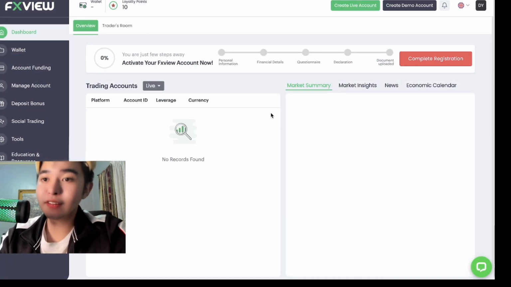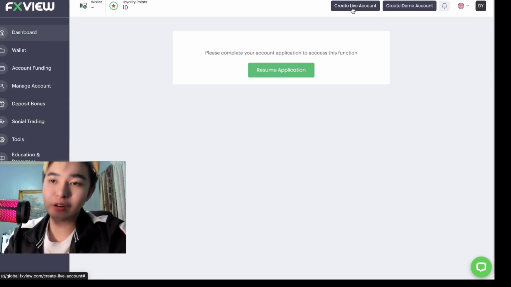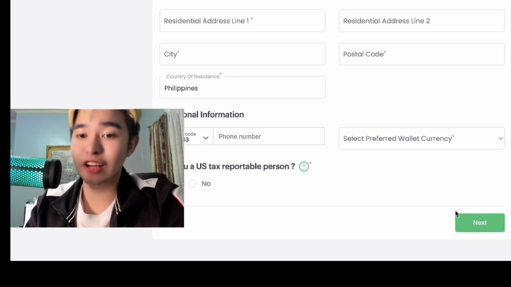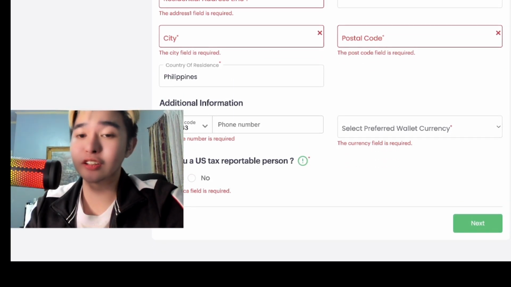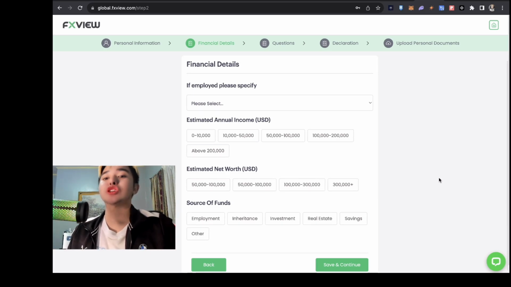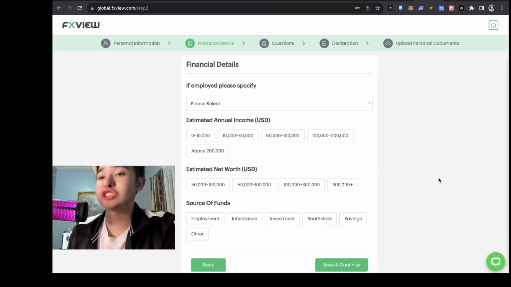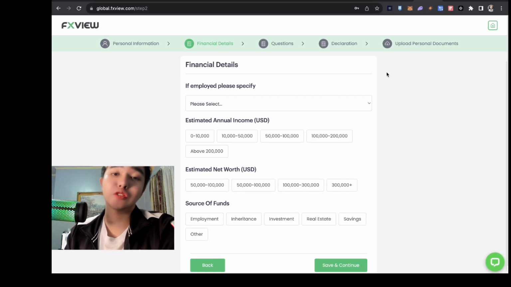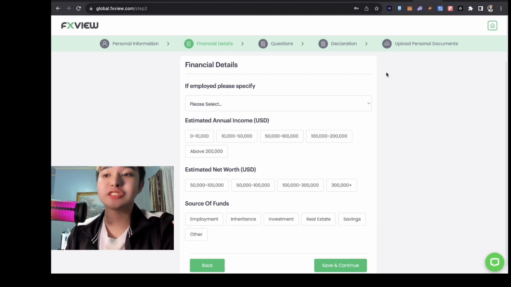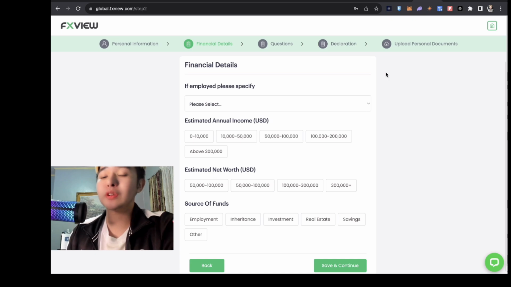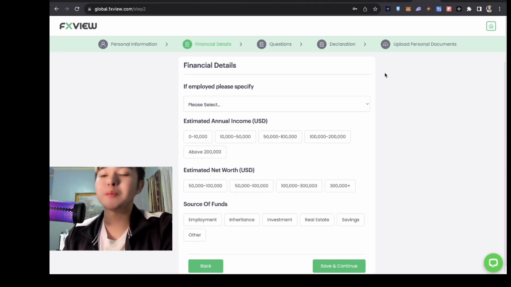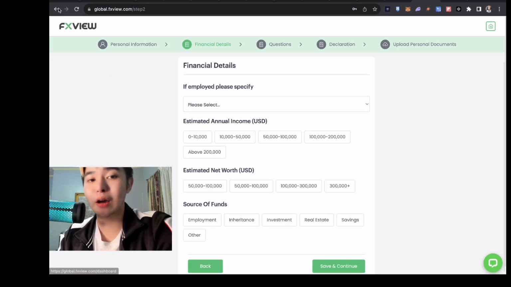So guys, after logging in, you will see here you can create a live account. Just enter your first name, last name, your residential address. And then you can fill in the questions, the declarations, and put in your financial details. How much is your annual income, your net worth, source of funds, and just answer the questions. And make sure you declare and upload your personal documents. As I've told you, just put your passport or your driver's license and a proof of address. And guys, I will not proceed with the following steps because the information here is personal, and it's up to you what you will put. So make sure you fill it up and register and get verified to open the account.